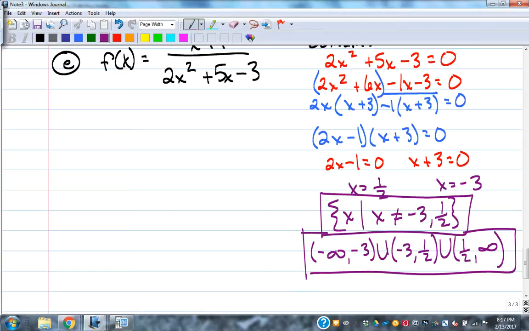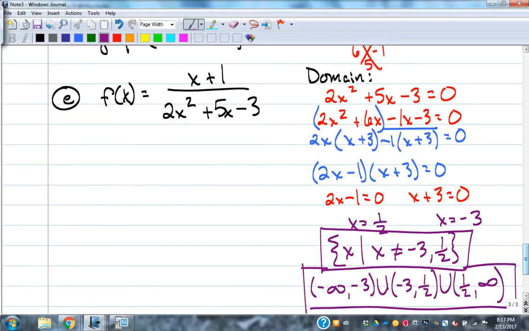Okay? Now, the next thing I find after I do the domain is vertical asymptotes. I always want to do those two together. Okay? The step in between those two is simplifying if possible. Okay? You always want to simplify after you find the domain if you can. Does this one simplify? So I'm using that factored form, 2x minus 1, x plus 3. Does that simplify at all?